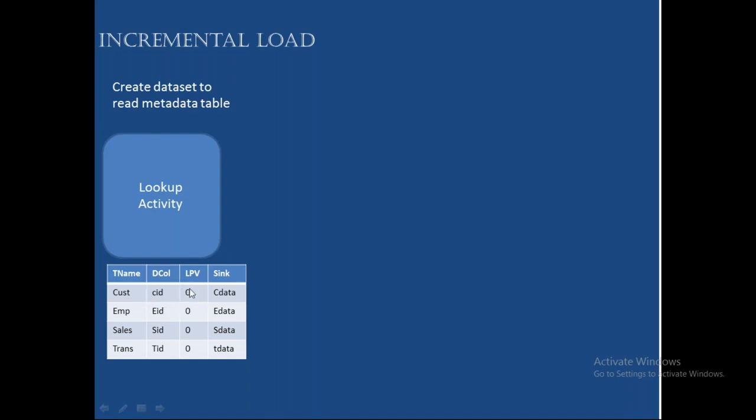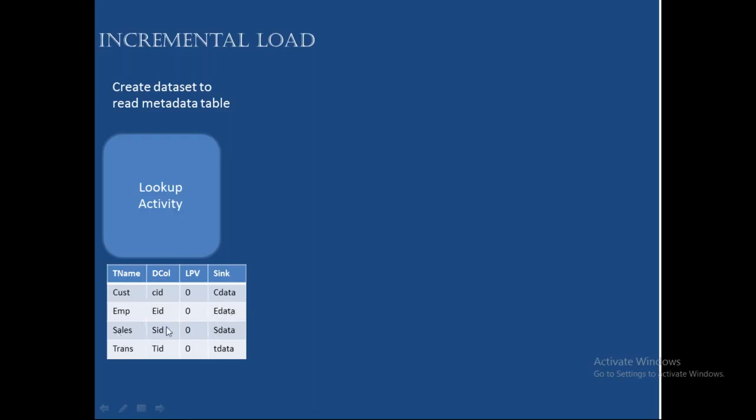Till what record did I process? 0 records. So where do I need to load? My target folder is CData. EMP is my table name. In this table, I need to identify records based on the EID, employee ID. As of now, I copied 0 records from the employee table. And EData is my target folder, meaning in sync, I need to create a container with this particular name.